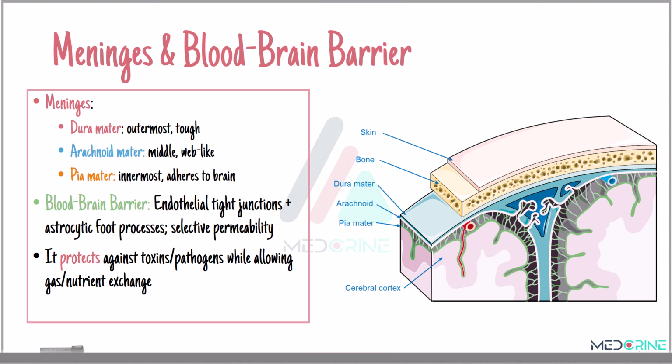When looking at the protective membranes, the brain is enveloped by 3 protective membranes known as the meninges. The meninges are the dura mater, the arachnoid mater, and the pia mater. The dura mater is the tough outermost layer, followed by the arachnoid mater which is a delicate web-like middle layer, and the pia mater is closely adhering to the brain surface. Then we have the blood-brain barrier that is formed by tight endothelial junctions and astrocyte foot processes. This blood-brain barrier ensures selective permeability, protecting the brain from toxins and pathogens, while allowing nutrients and gases to pass through to the brain.